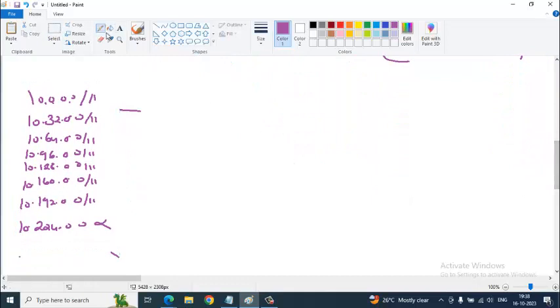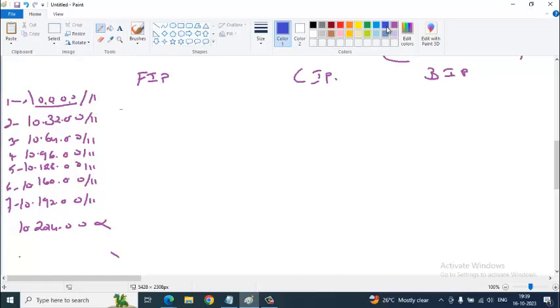Okay. Now for 7 departments, I got 7 networks. This is for the first department, second department, third department, fourth, fifth, sixth, seventh. Now, if this is the network, what will be the first IP address, broadcast IP address, and last IP address? Try. Give an answer.